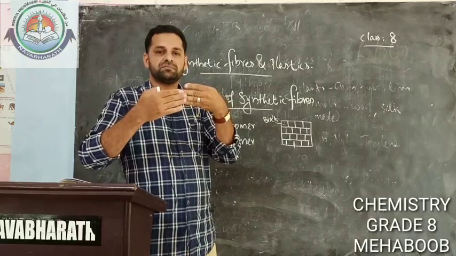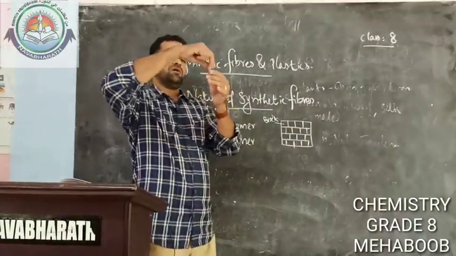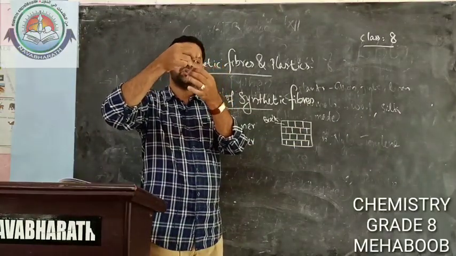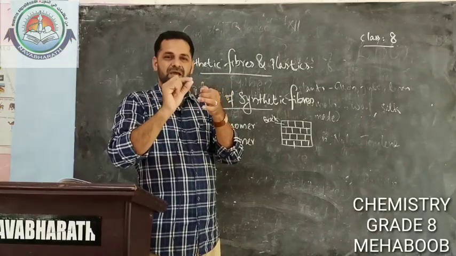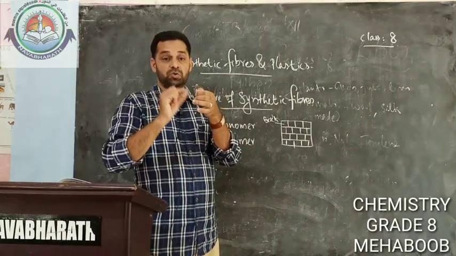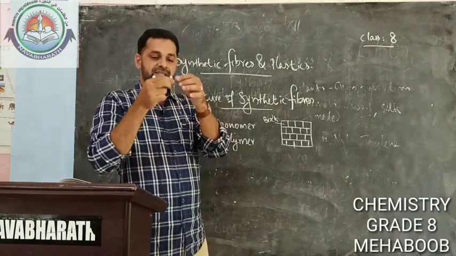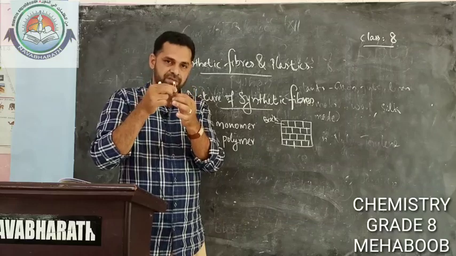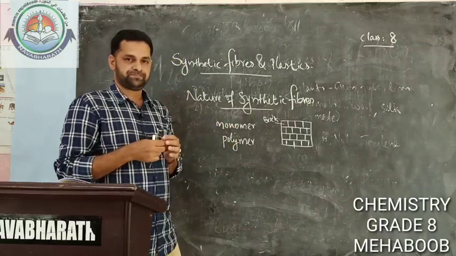A polymer is formed by the combination of a large number of monomer units end to end by chemical bonds. See, all these are joined end to end, but in a polymer, there will be a chemical bond between the monomer units, and they are joined end to end. I hope you understood what is monomer and what is polymer.